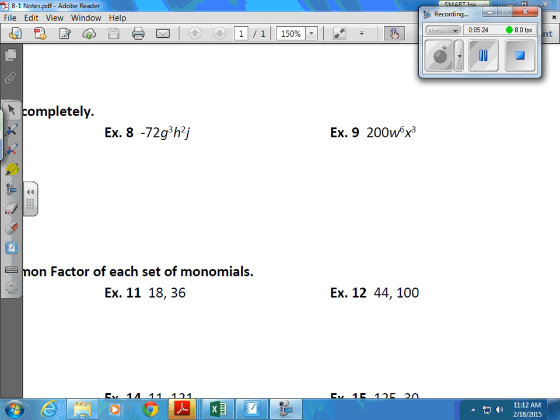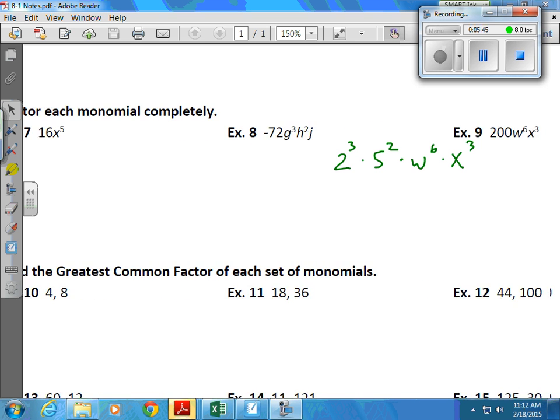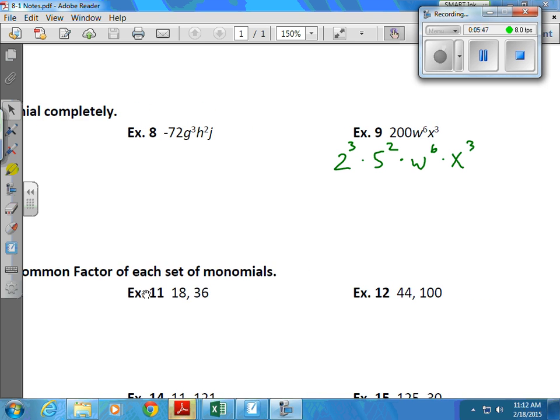All right, so 200 breaks down into 2 to the third times 5 to the second. That's 8 times 25, which is 200, times w to the 6 times x to the third. I did a factor tree of 200. If you did a factor tree of 200, you got the same thing.